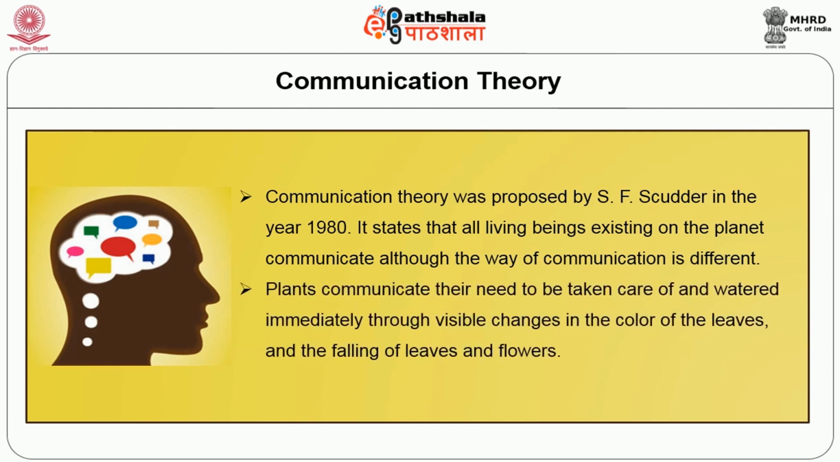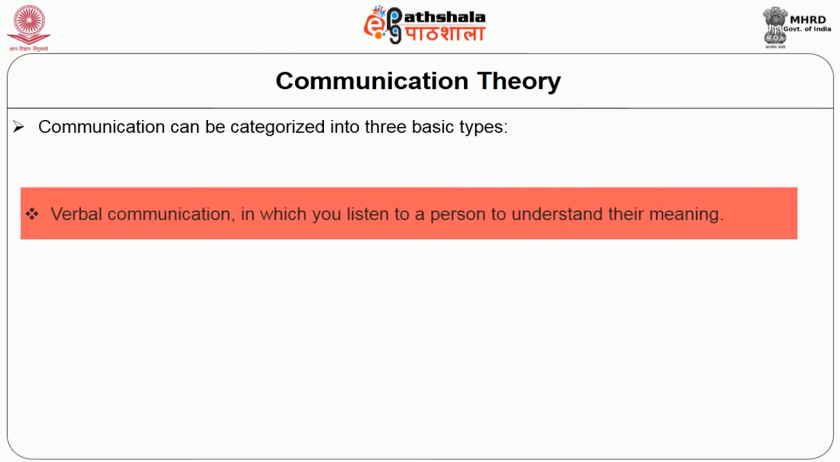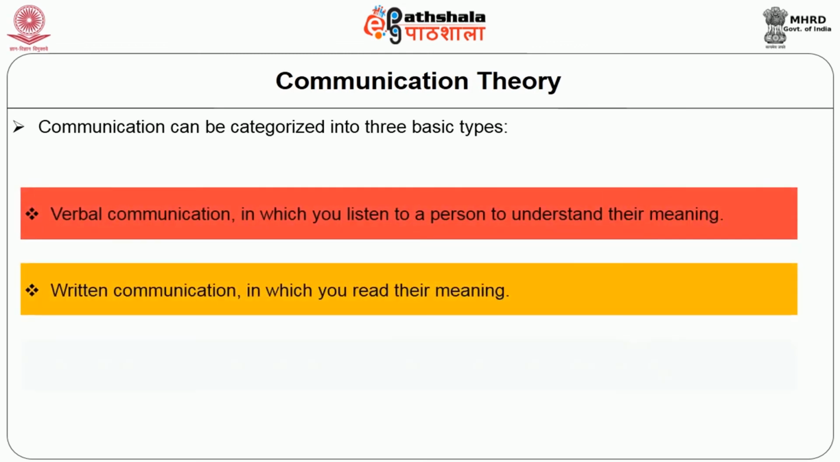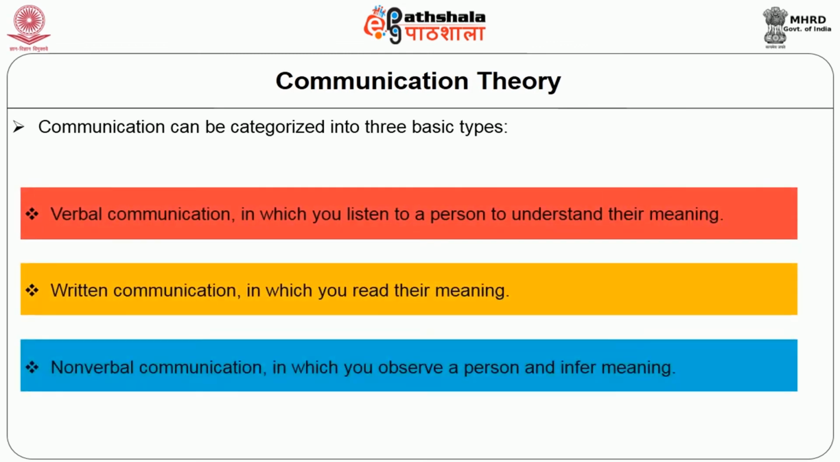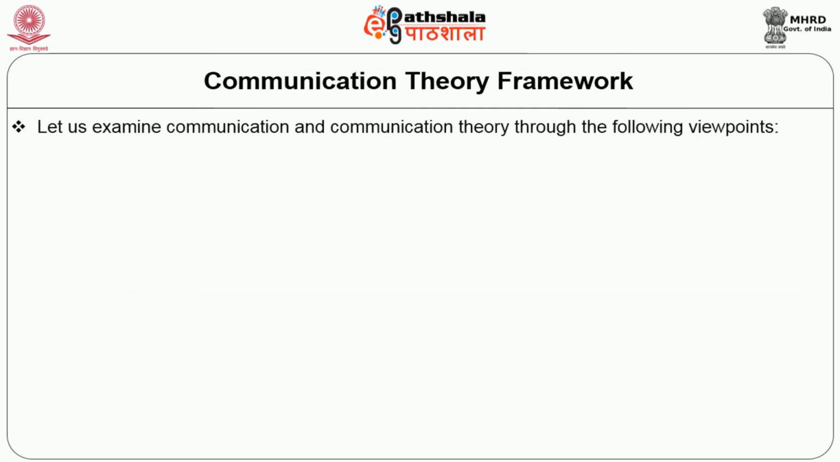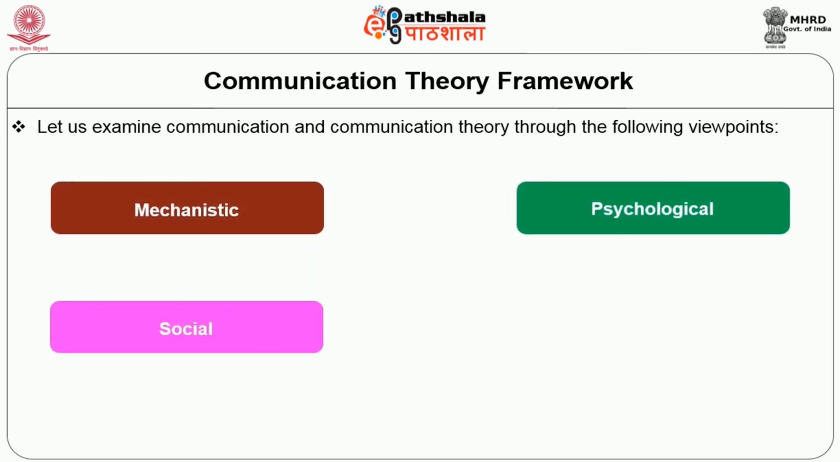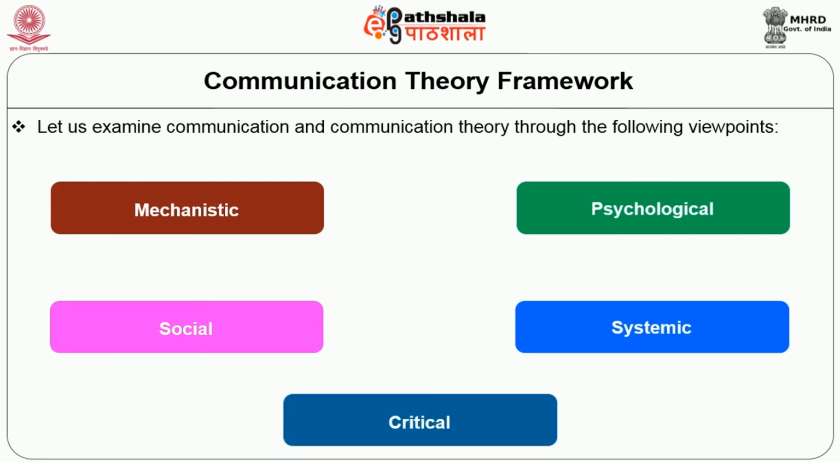Plants communicate that they need to be taken care of and watered immediately, through visible changes in the colors of the leaves and the falling of the leaves and flowers. Communication can be categorized into three basic types: verbal communication, written communication, and non-verbal communication. The communication theory framework, let us examine communication, and communication theory follow the following viewpoints: mechanistic, psychological, social, systemic, critical.